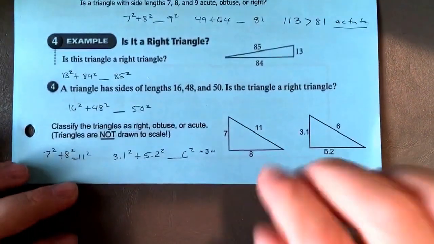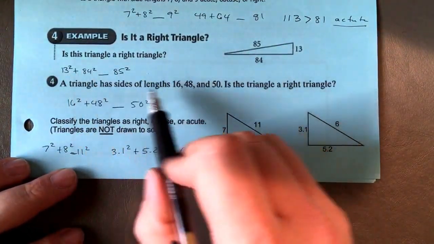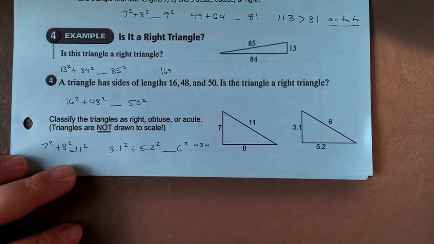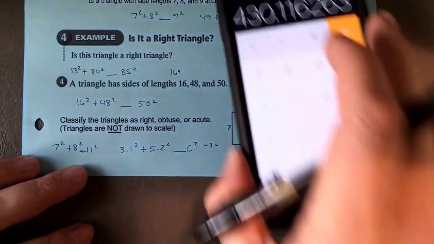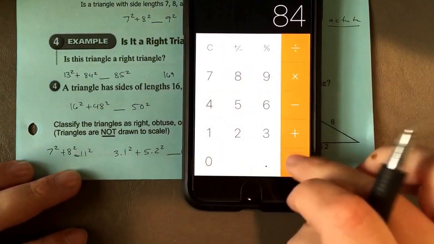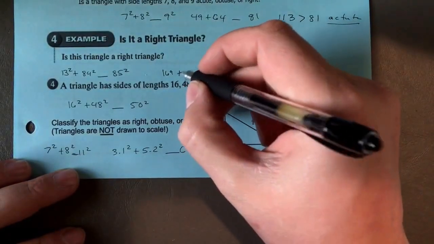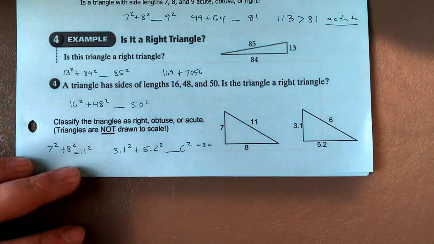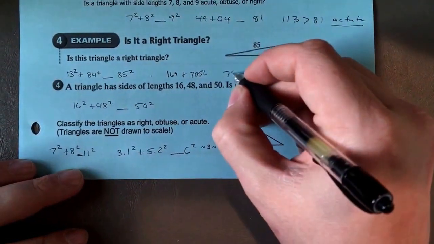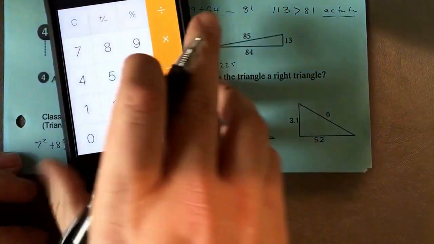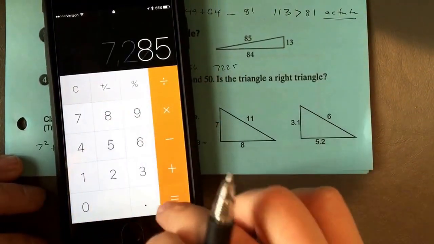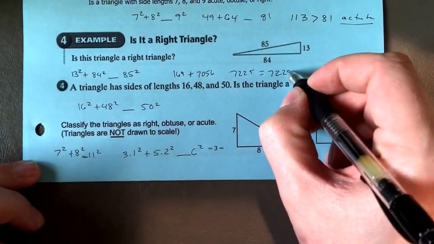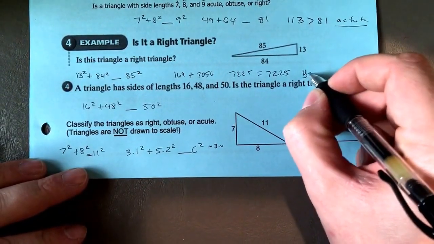Here's some more examples. Once again, it's just asking, is this a right triangle? So if we go ahead and do this, 13 squared is 169. 84 squared is? I don't know it off the top of my head, so let's go ahead and get our calculator back out. 84 times 84 is 7,056. So 169 plus 7,056 equals 7,225. Let's go ahead and see what 85 squared is. 85 times 85 is 7,225. So if it equals, we're going to go ahead and say that it is going to be a right triangle.